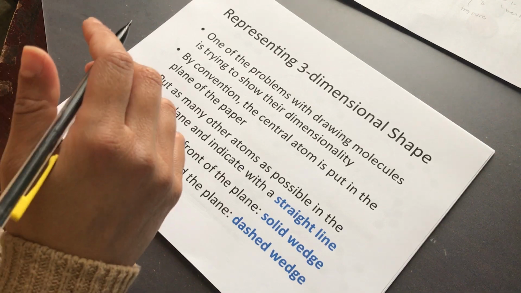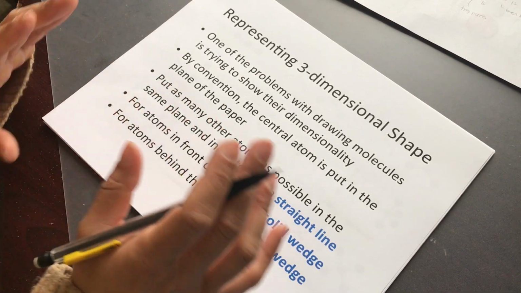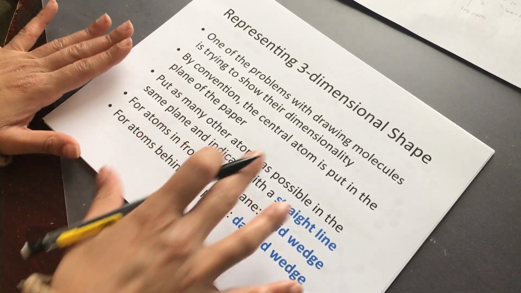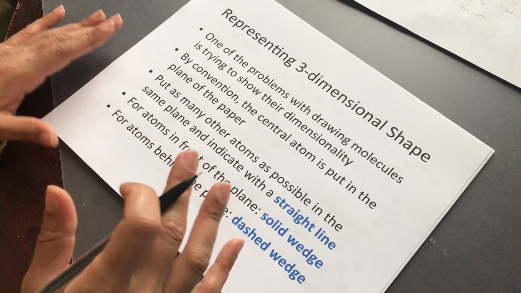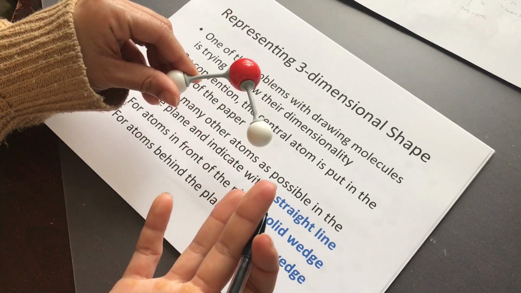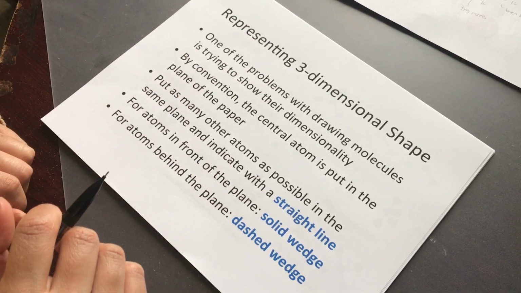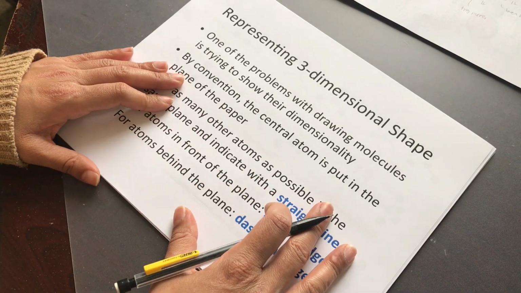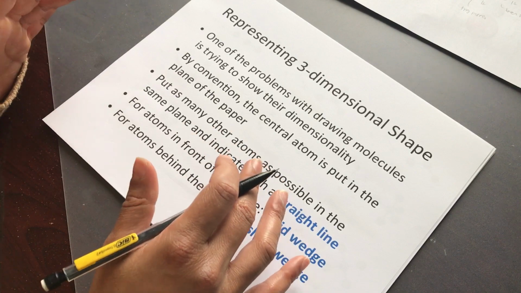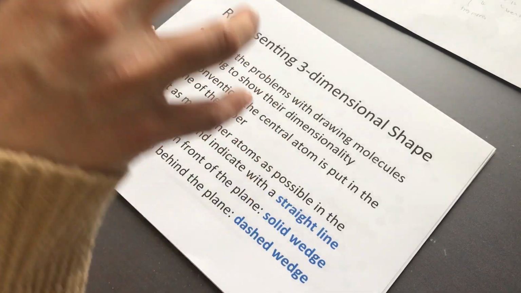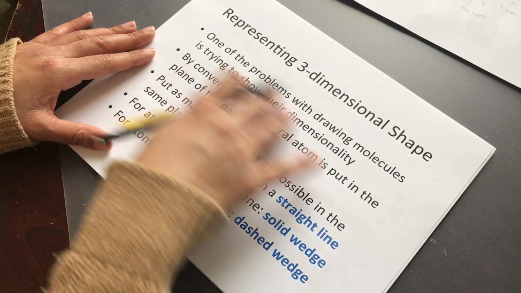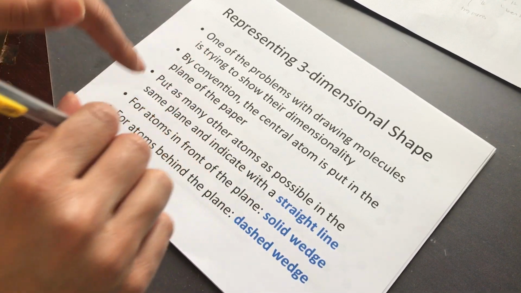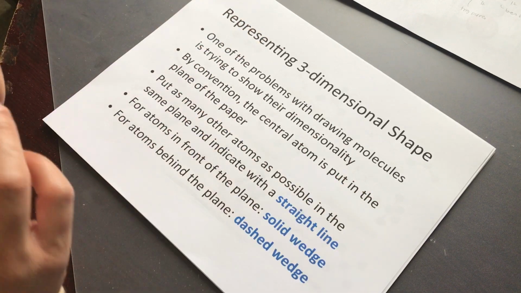Representing three-dimensional shapes. So now how can we draw the shapes that we've learned in a way that explains two-dimensionally what they look like three-dimensionally without having a kit on standby? One of the problems with drawing molecules is that it always kind of looks planar. So the way that we do this is by convention, the central atom is always put in the plane of the paper, and we have different methods of how we can draw the bonds to say what's coming out of the paper, what's going into the paper, what is on the planar side.